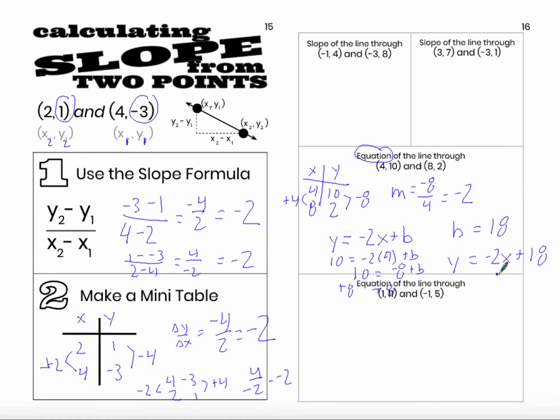I like to check to make sure that my equation is correct by making sure that both points do make it true. So negative 2 times 4 is negative 8 plus 18. Yes, that does give me 10. Negative 2 times 8 is negative 16 plus 18, and I do get a y value of 2.